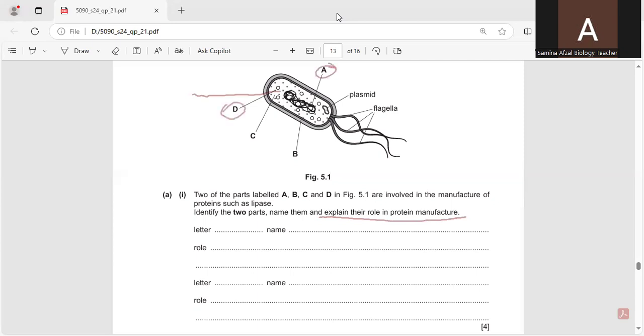First of all, what is A? Letter A represents the DNA. DNA is a genetic material, and that genetic material has genes on it. So genes are used to manufacture the protein.